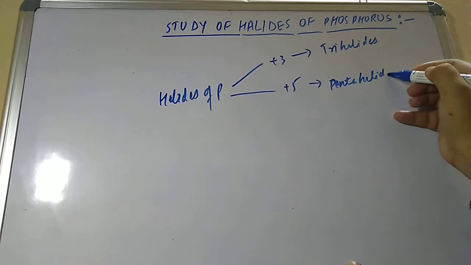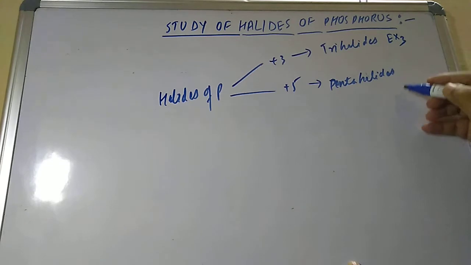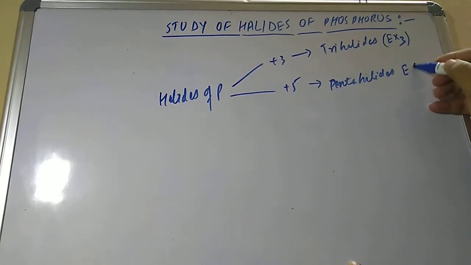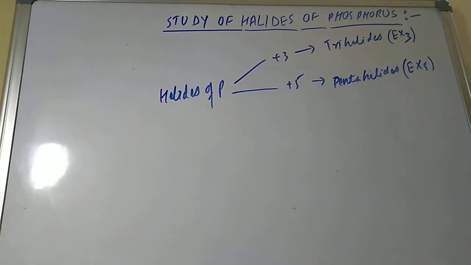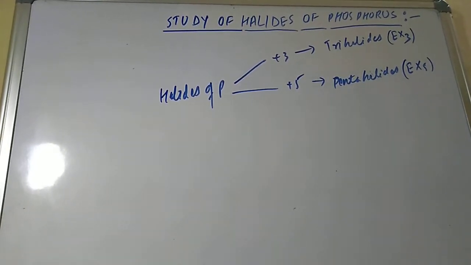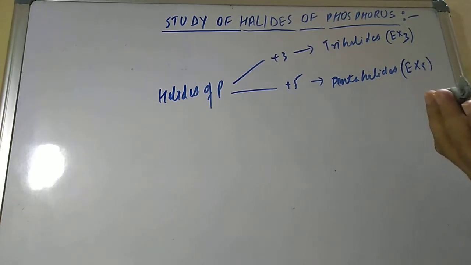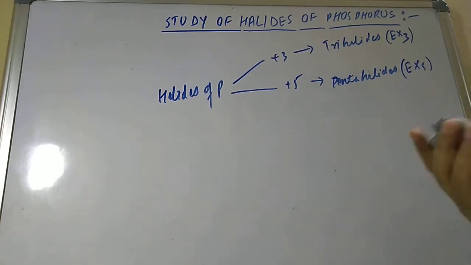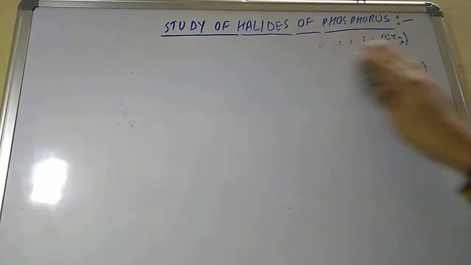Pentahalide. This we already studied in the general properties, that it is represented by EX3 and EX5. So two types of halides they are giving. Now we have to understand these two types of halides. The other halides also form with other halogens, like along with chloride they will form with fluorides, iodide, bromide. But in our syllabus we have to study phosphorus trichloride and phosphorus pentachloride.